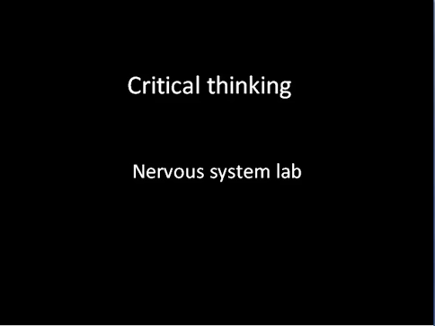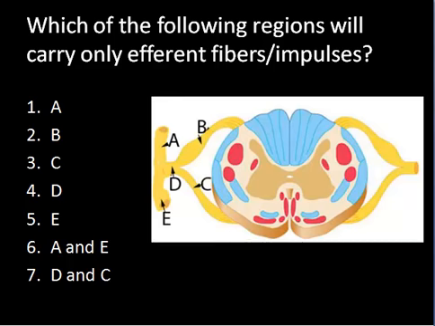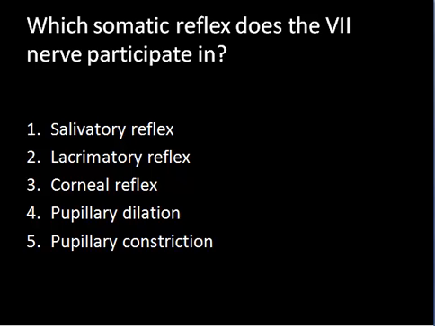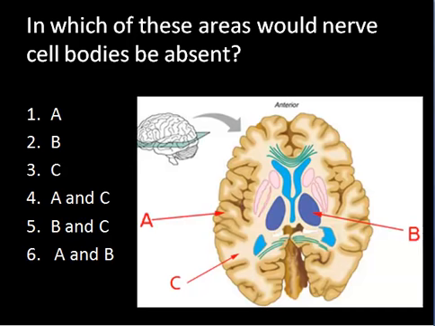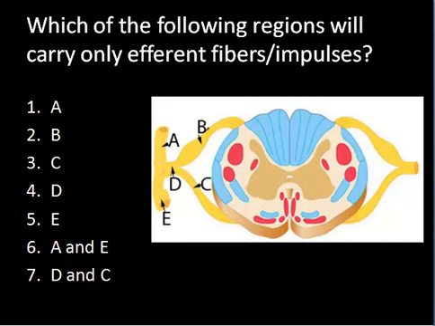This is Critical Thinking in the Nervous System Lab, and here are the questions. The first one is on types of fibers or impulses, and this is something about reflexes, and here are certain definitions that you should know. So let's look at this first question where it asks you, which of the following regions will carry only efferent fibers or impulses?